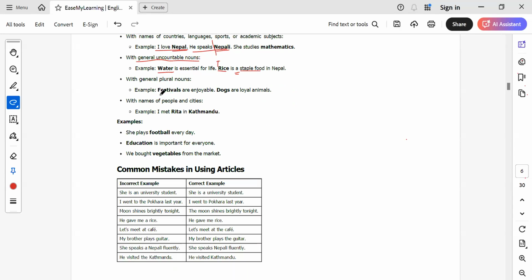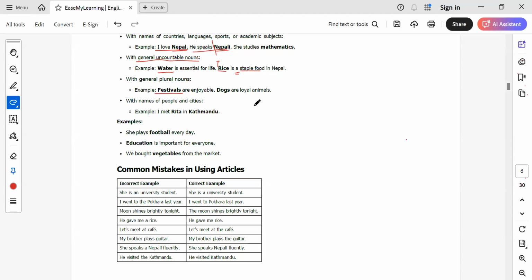Now with plural nouns. Whenever we talk about a plural, plural means more than one. As you would already know, singular means one and plural means more than one. For example, festivals are enjoyable. If we say festival, we refer to Diwali, we refer to Holi, we refer to New Year. But suppose we are talking about Diwali, New Year, and Holi all together. So we say festivals. So when we say festivals, not festival, we are again talking about general things. We are not talking about something specific. So we say festivals are enjoyable.